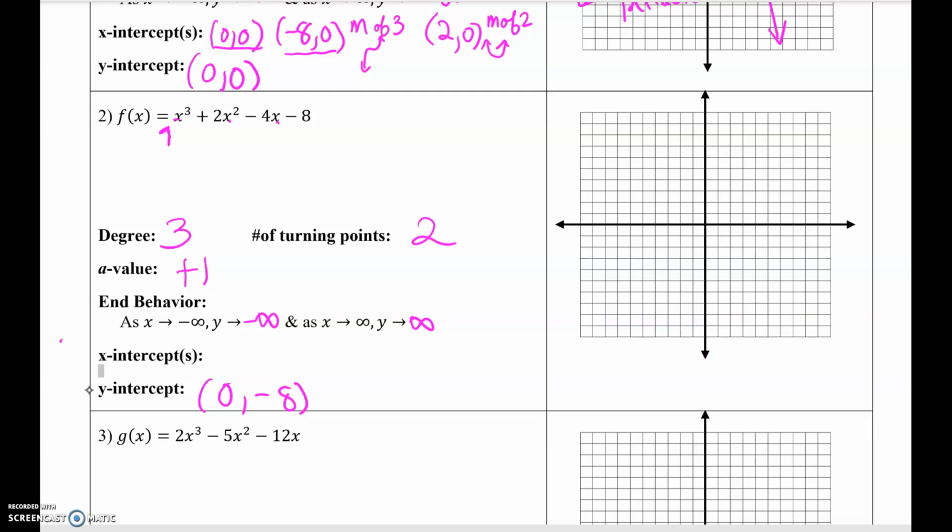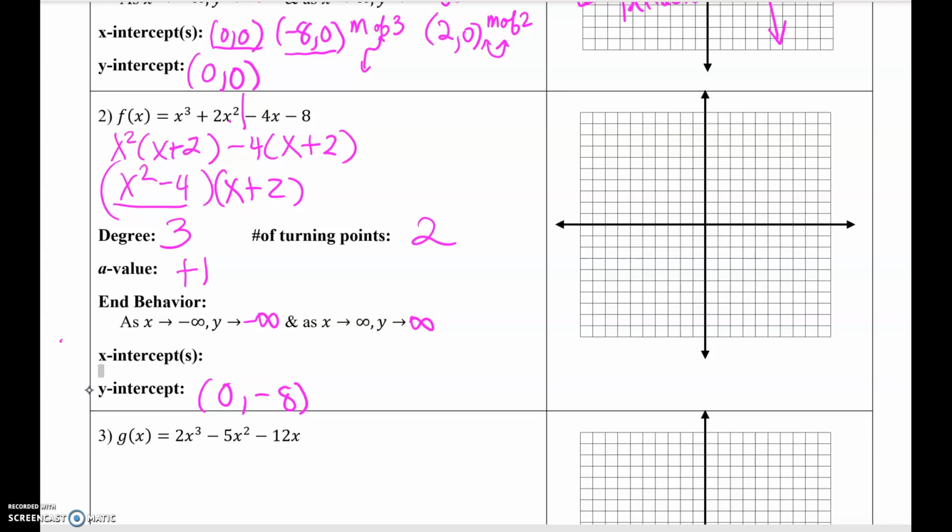Okay, so let's try factoring this. I'm going to use factoring by grouping because it's a polynomial. I'm going to factor out the x squared, I have x plus 2. Then I'm going to factor out a minus 4, and I have x plus 2. And so then it's x squared minus 4 times x plus 2.